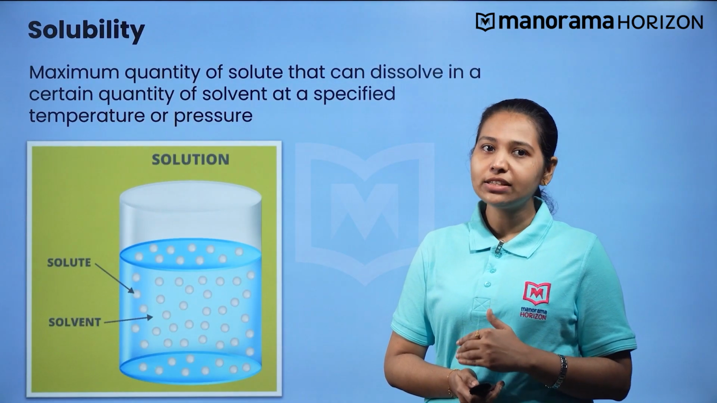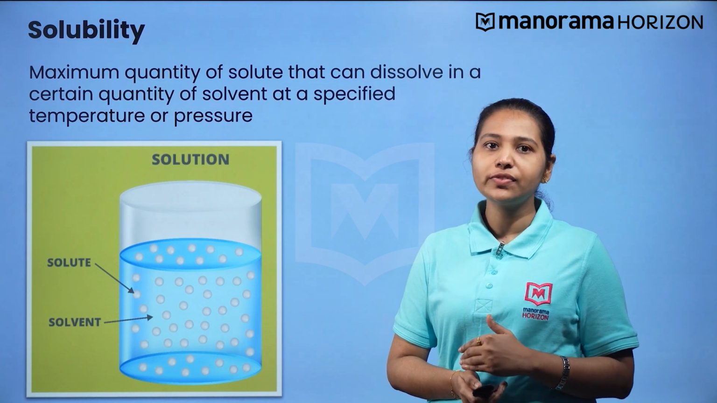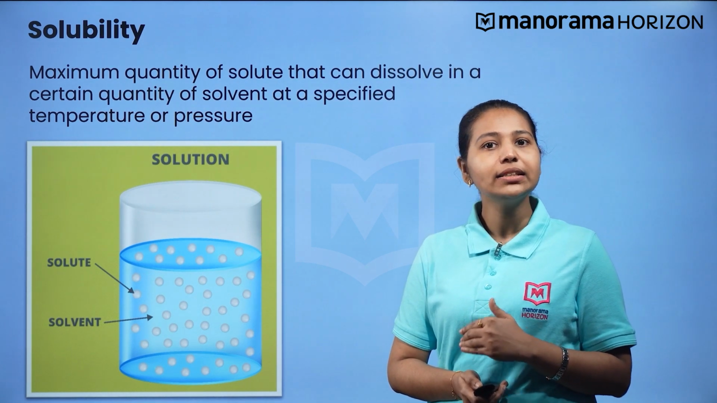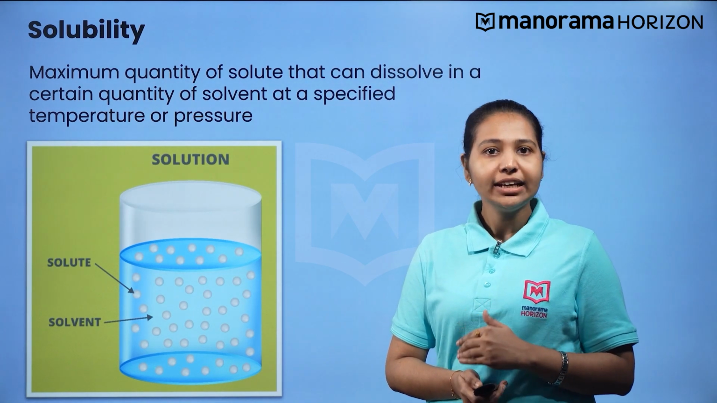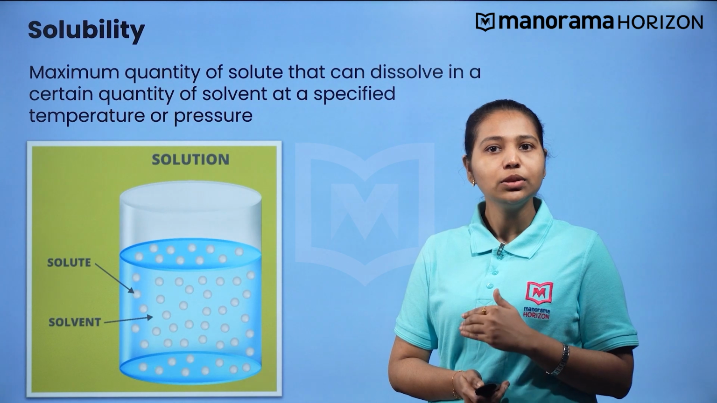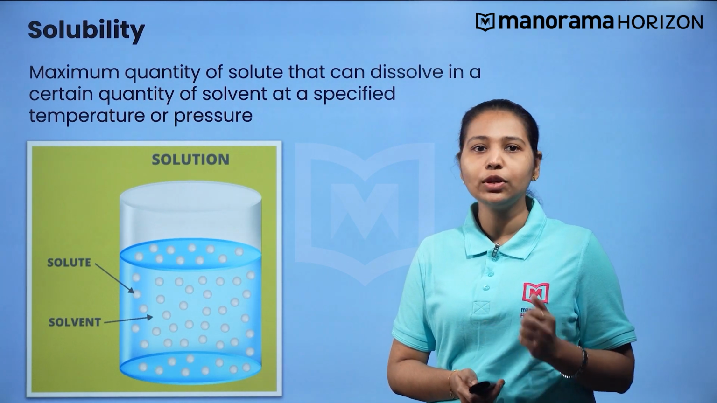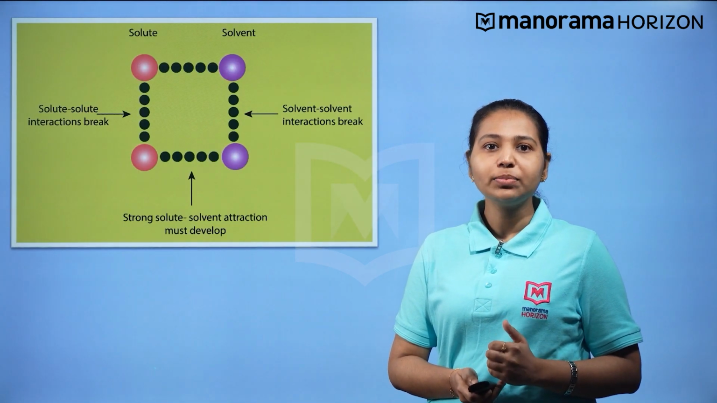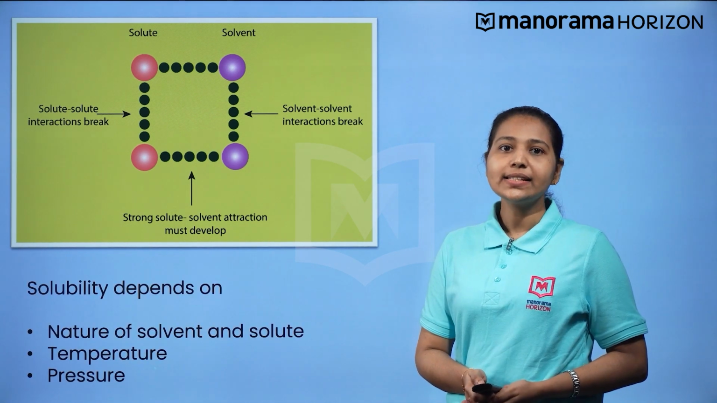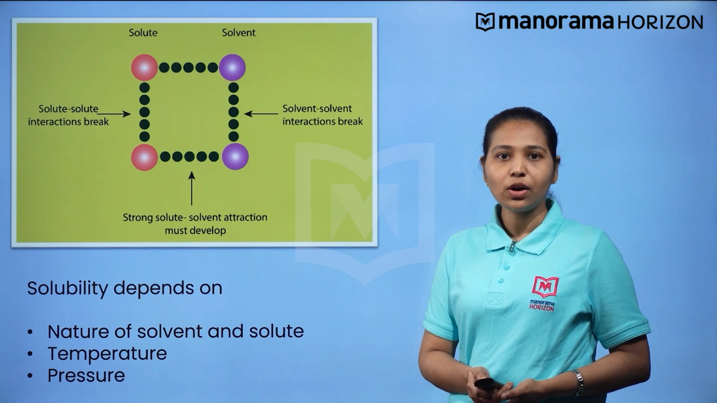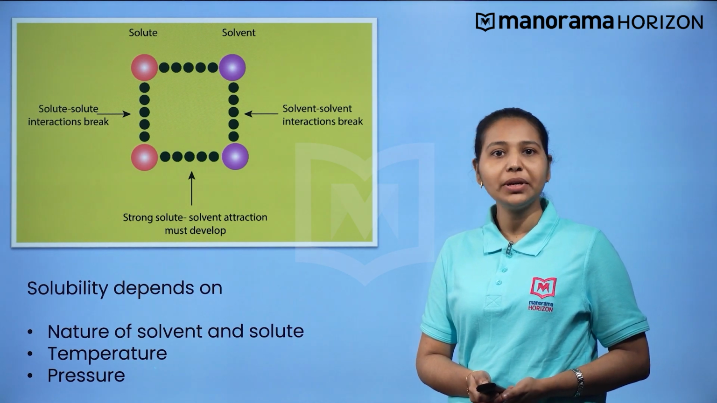Broadly, solubility is defined as the maximum quantity of solute that can dissolve in a certain quantity of solvent at a specified temperature or pressure. In fact, it is a property of a solute to dissolve in a solvent to give a solution. Solubility arises from the interaction between particles of solute and solvent. This indicates solubility depends on the nature of the solvent and solute, temperature and pressure.